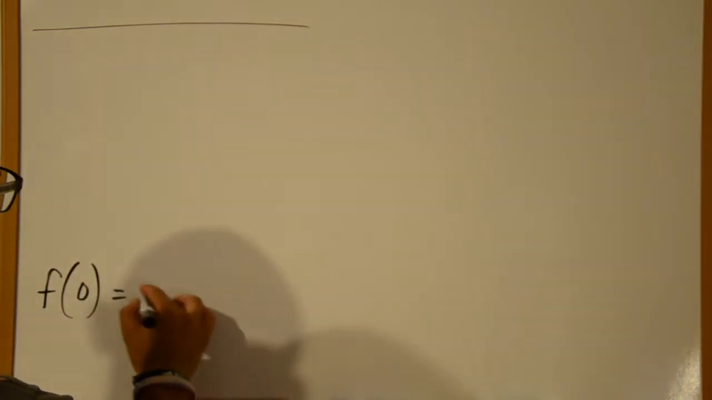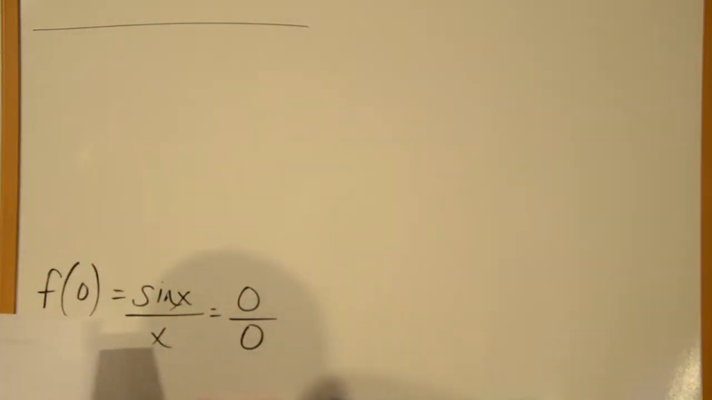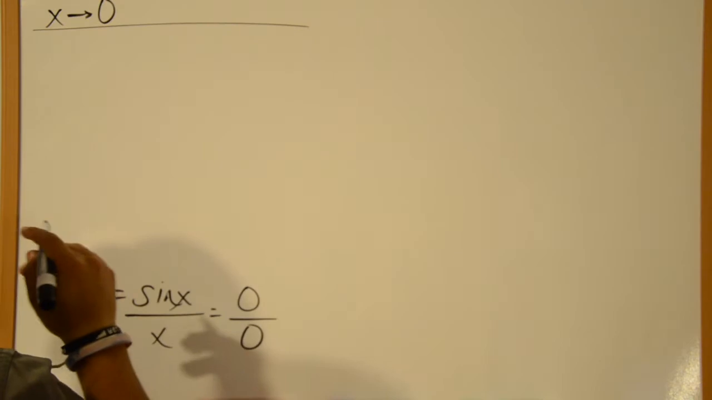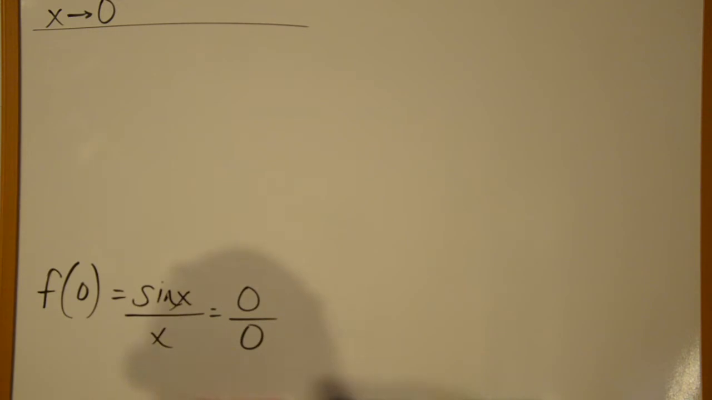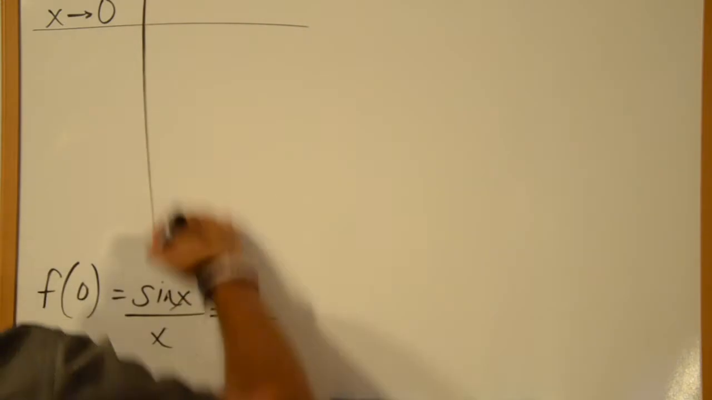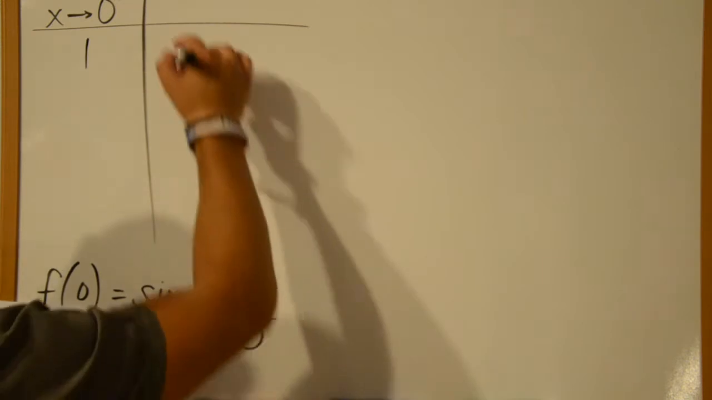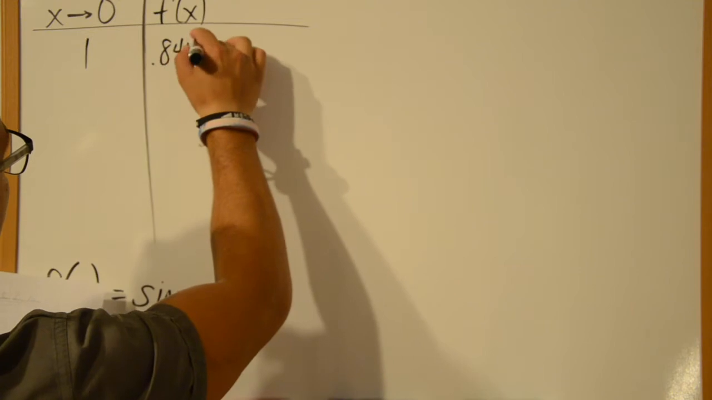So if we had a table of values, right? So we said we looked at f of 0, sine of x over x. We got 0 over 0. So let's say we wanted to look at the values as x approaches 0 from the right. So we want to indicate that we do a miniature plus sign on the right side of the numerical value. This means from the right. So let's take values like 1. Okay, and f of x, what we find out is 0.8414709.